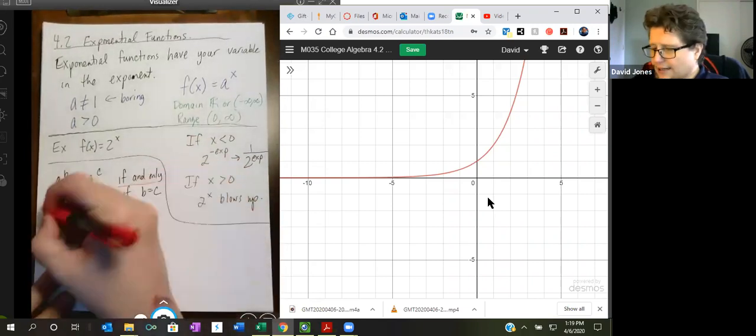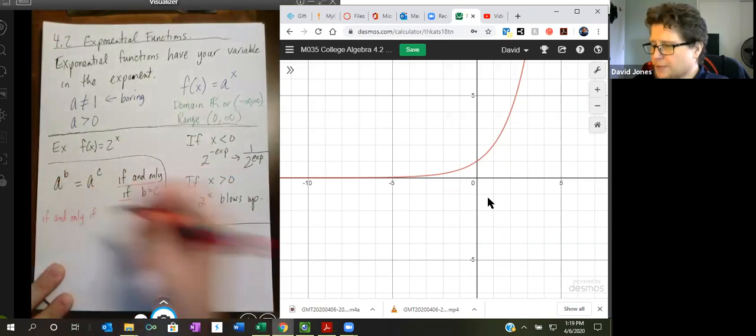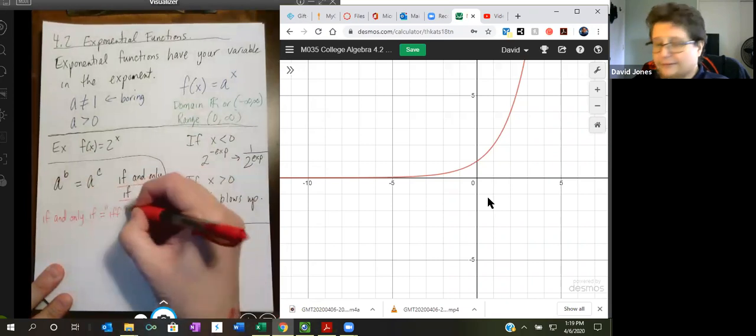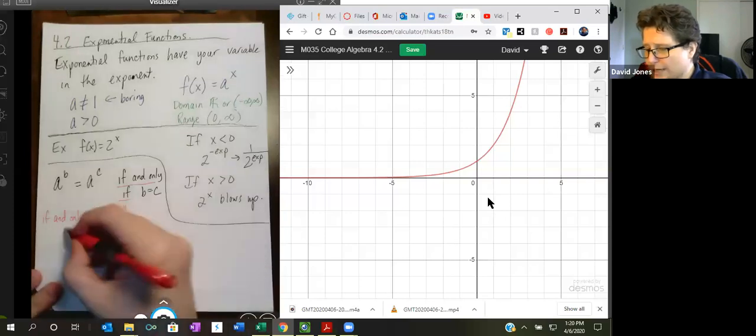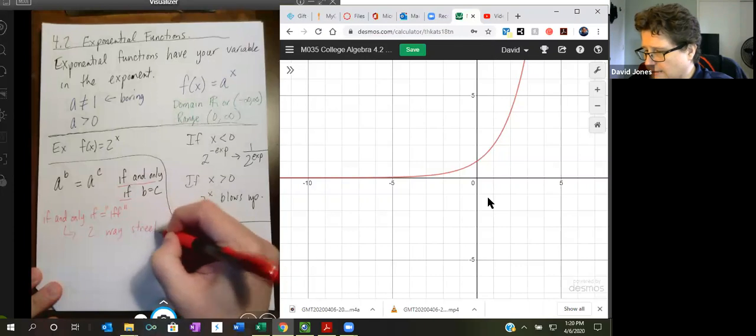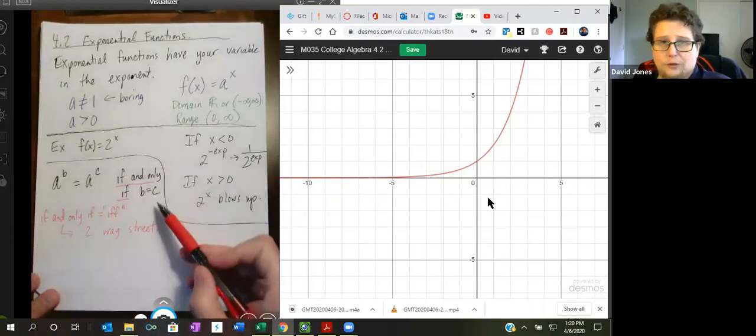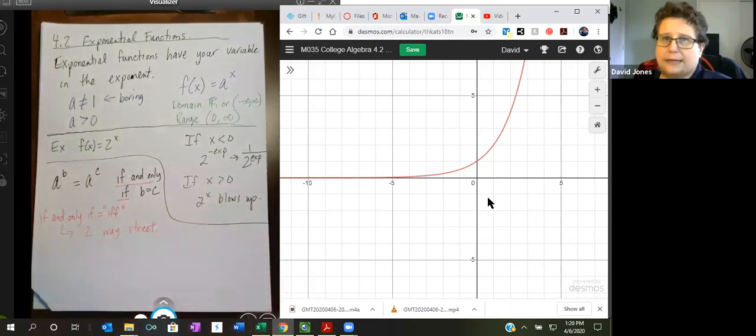This if and only if, you will see this frequently. It happens so much, especially when we get to calculus, we abbreviate it as IFF. If you see IFF, it means if and only if. If and only if means this is a two-way street. A to the b power equals a to the c power implies b equals c, and b equals c implies that a to the b power equals a to the c power.